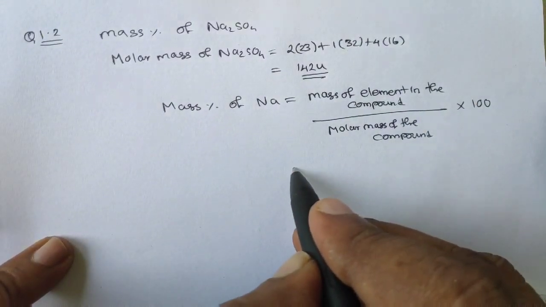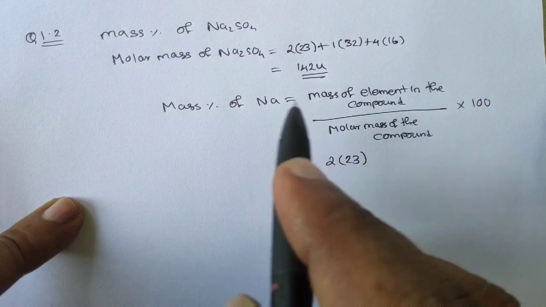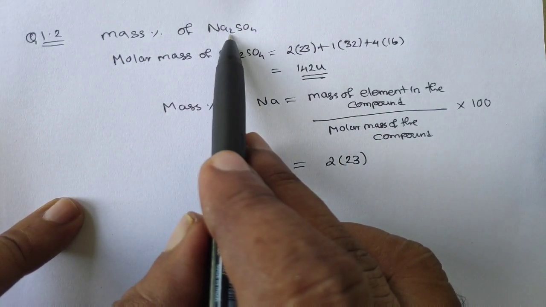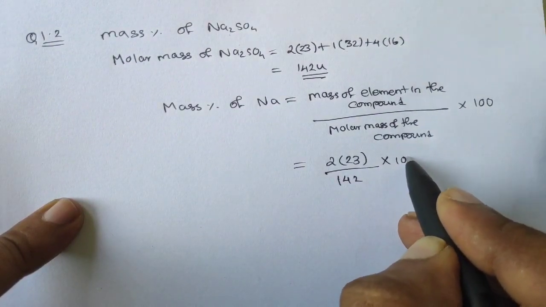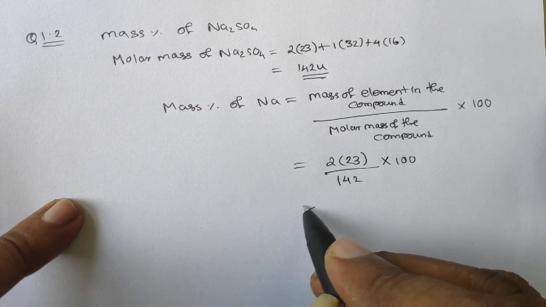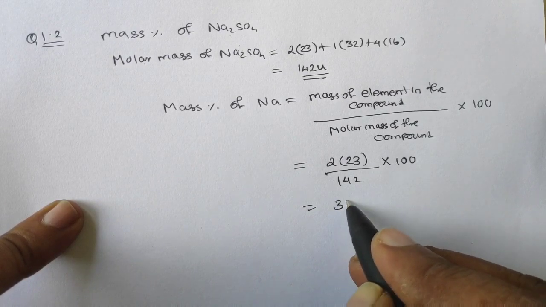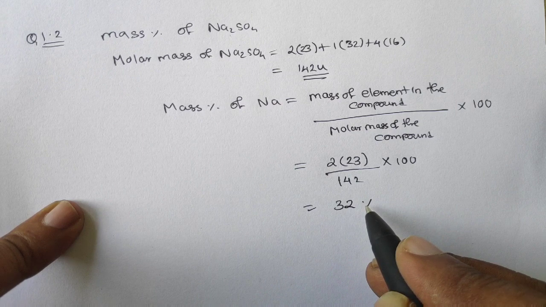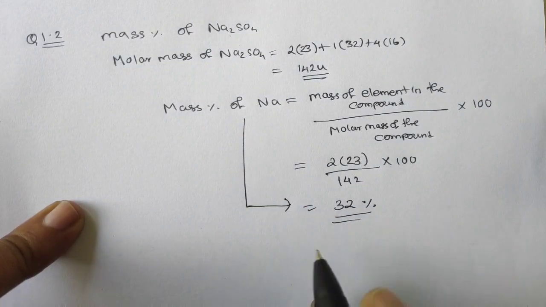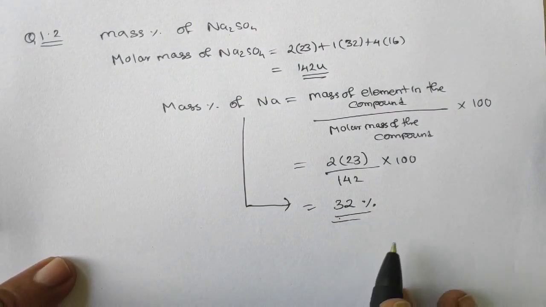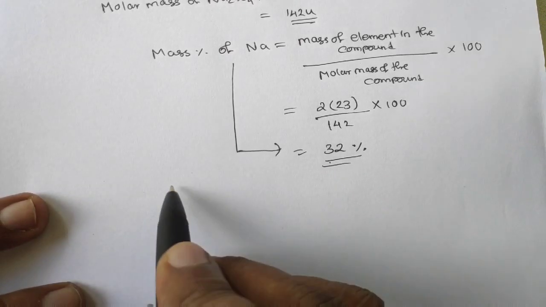Understood? So now the mass of the element in the compound, that is 2 into 23, I will take. Now why 2 into 23? Because for sodium, here you can see 2 atoms are there. So that's why 2 into 23 whole upon 142 into 100. Understood? If you calculate this, you will get nearly 32%. So this 32% of sodium will be there, approximately. If there is a decimal, you can change it. So 32% sodium.